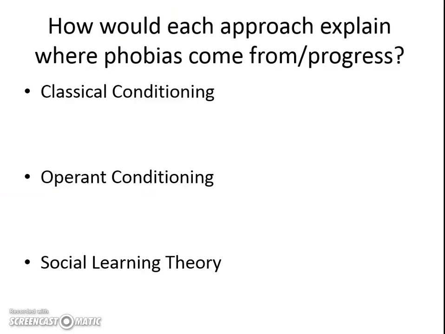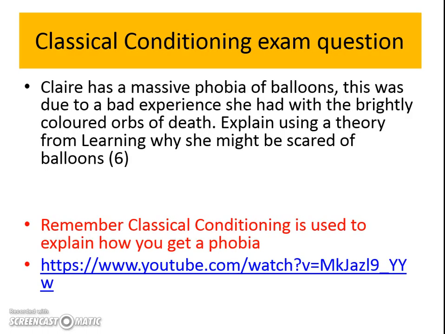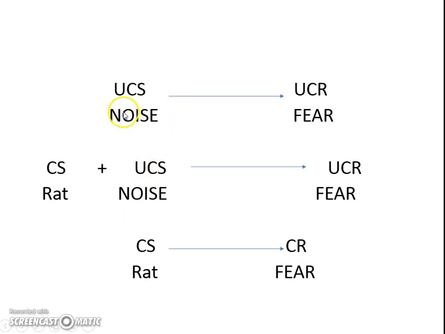What you need to be able to do is apply the different theories we've learned in the learning approach to explaining phobias and then to treating them. So classical conditioning we've already done. Claire has a massive phobia of balloons, and we did this example in class. The key bit is that it's exactly the same as Little Albert. Any of the phobias that we can explain are exactly the same as Little Albert.